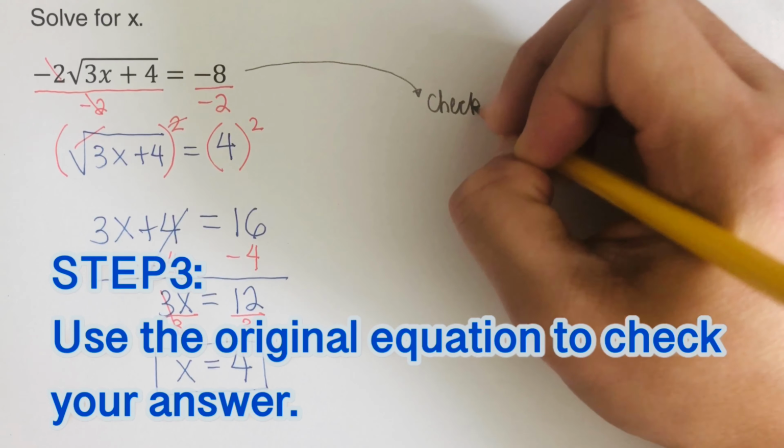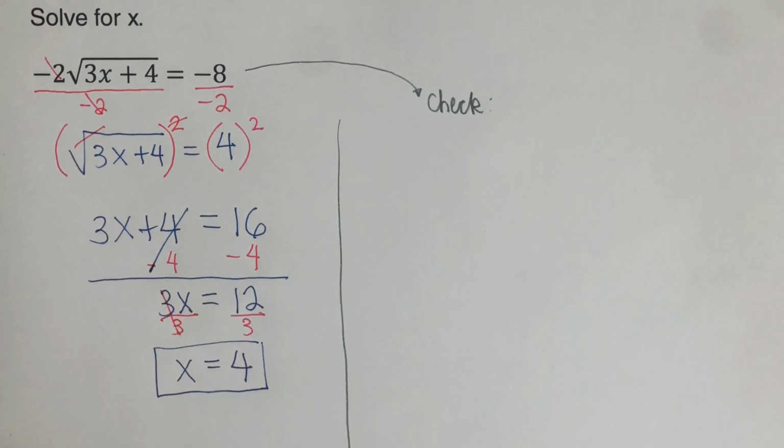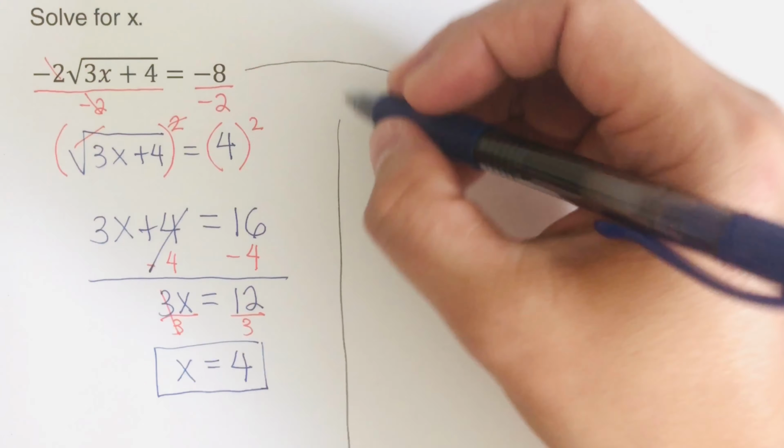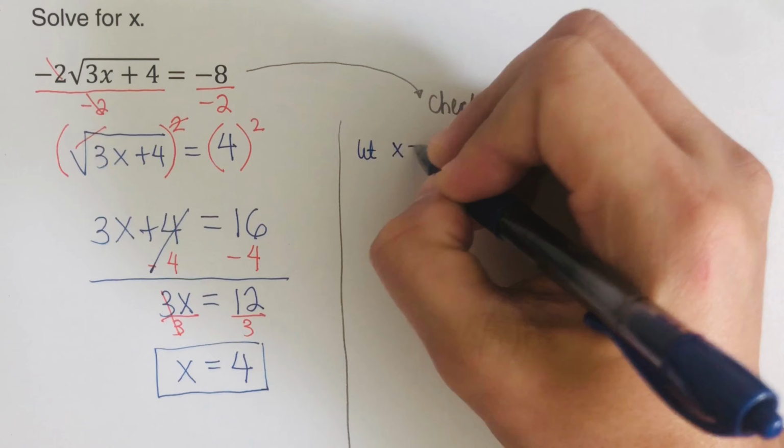Again, it's very important that we check our answer, because sometimes there are cases when the x that we've solved, we did all the math, but for some reason it doesn't really work. So we have to check our work. We are going to use the original equation so that we can see if this 4 works. So we're going to let x equal 4.